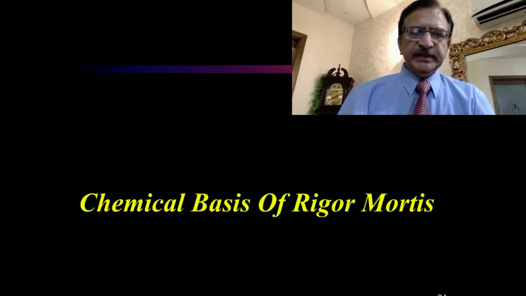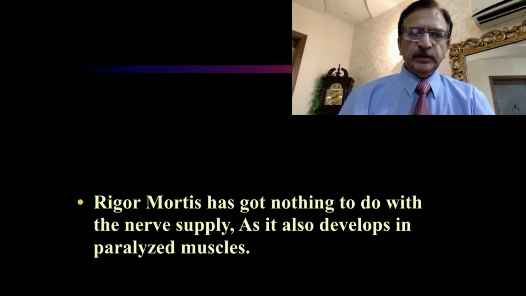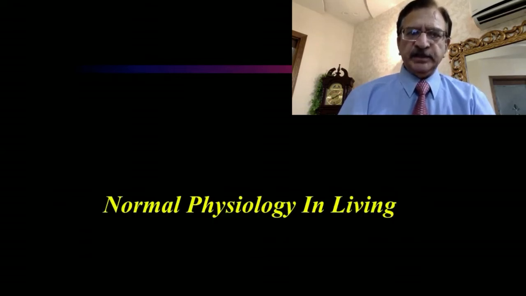Now, what is the chemical basis of rigor mortis? The rigor mortis has nothing to do with the nerve supply, as it also develops in the paralyzed muscles. It has been seen that the paralyzed muscles also undergo rigor, and so it is not dependent upon the nerve supply.